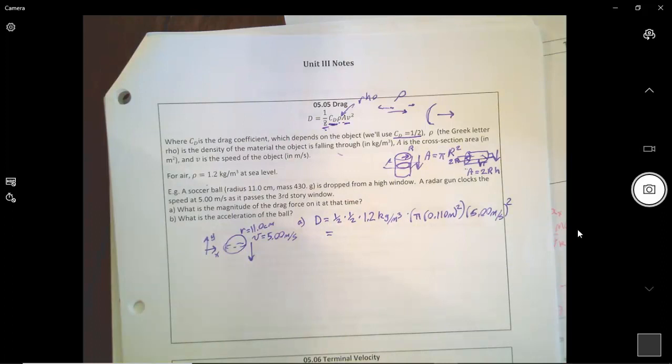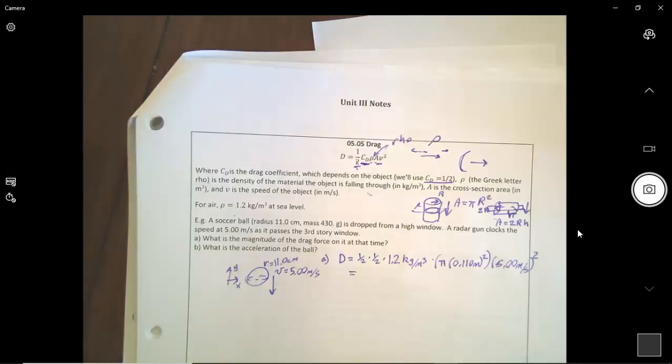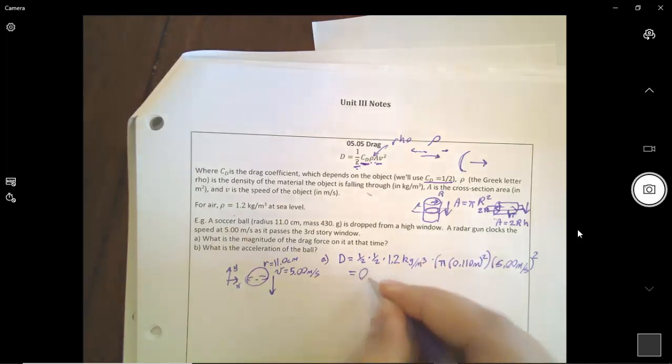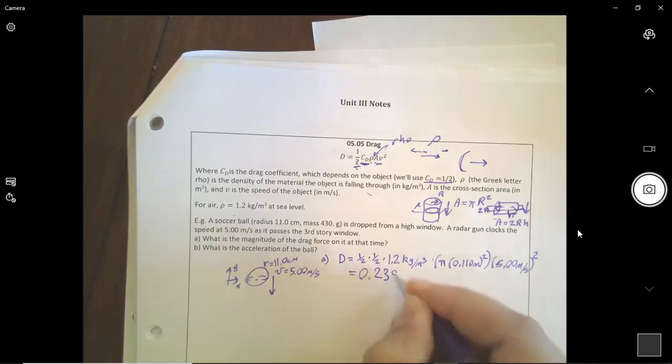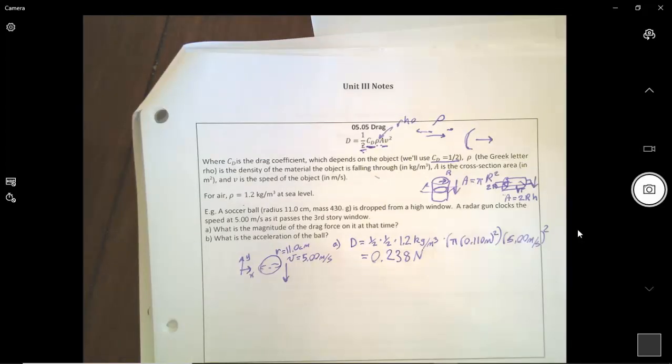So the drag force, when we multiply all that out, we get 0.5 times 0.5 times 1.2 times pi times 0.11 squared times 5 squared. Okay, so I get 0.238 newtons. And of course, if you multiply all this together, you can confirm for yourself that the units are newtons, because it is a force.